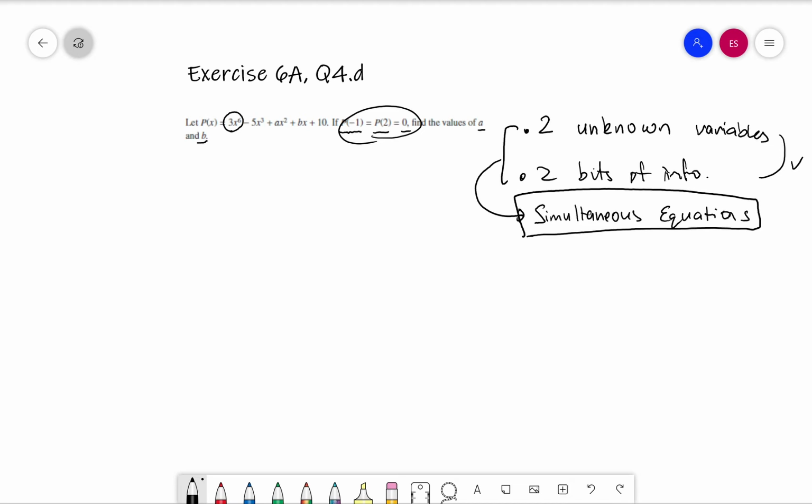Alright, so first of all, let's just sub in x is equal to -1. So p of -1, we know that's going to be equal to 0. And then we also just sub in -1. So -1 to the power of 6 times 3 minus 5 times -1 to the power of 3 plus a times -1 squared plus b times -1 plus 10. So we've got this, p of -1 is equal to 0, from here.